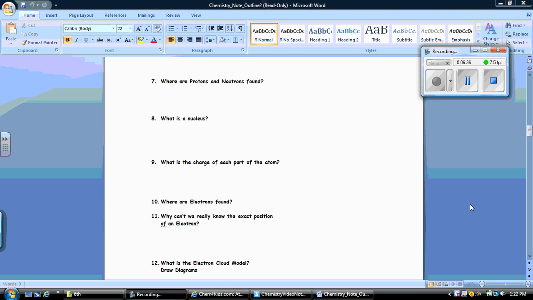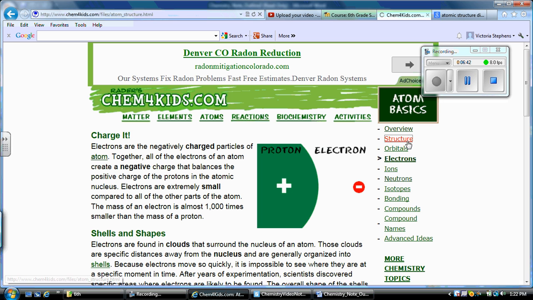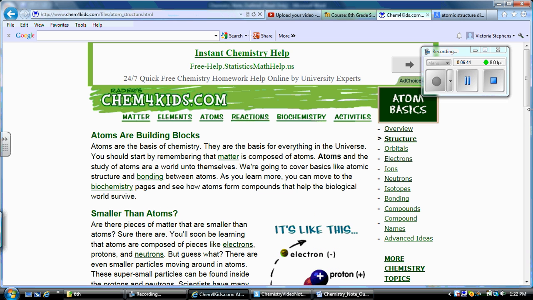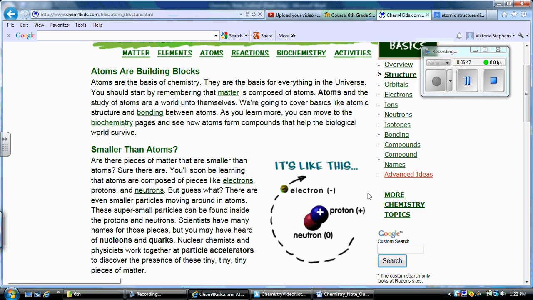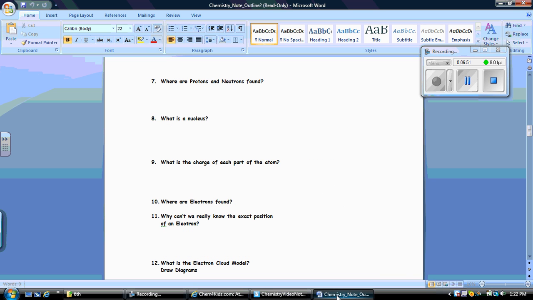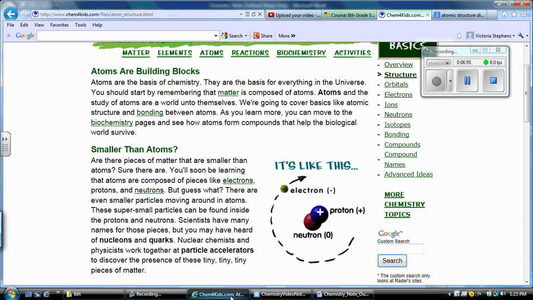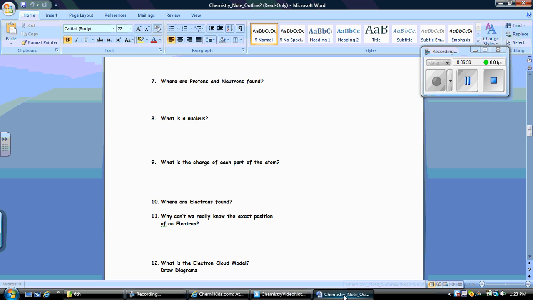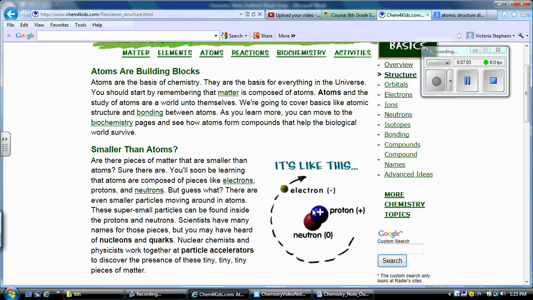Okay, the next question is where are the protons and neutrons found? Again, you can go back to your website, go to structure. You can tell me, where are the protons and neutrons found? What did we call this center part of the atom? Next question, what is a nucleus? You should be able to describe that from the structure page. The next question, what is the charge of each part of the atom? We've already described that. It's right here. Put it down in your notes.